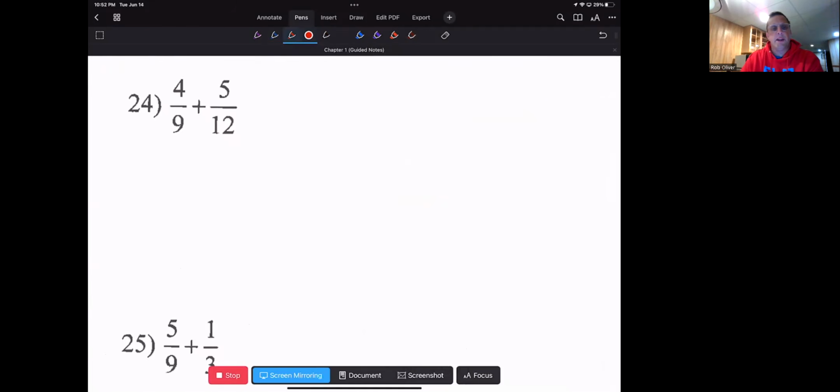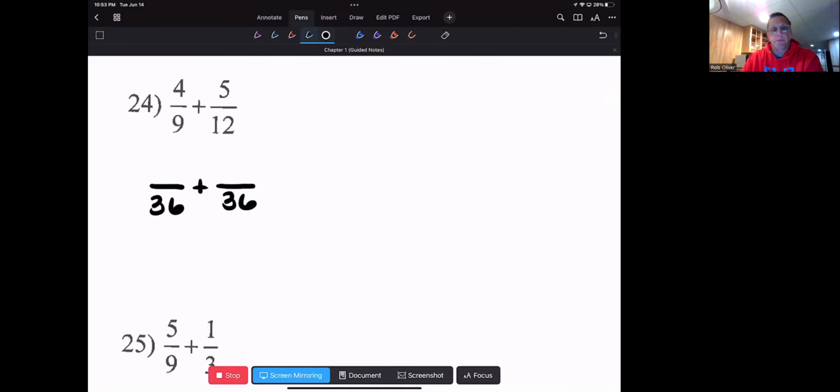All right, so we have 4/9 and 5/12. So the LCD of 9 and 12 is 36. So what we're going to do is we're going to rewrite this problem with a new denominator of 36. Now notice I didn't put anything on the top yet, but 36 is a multiple of 9, 9 times 4, and 36 is a multiple of 12, 12 times 3.